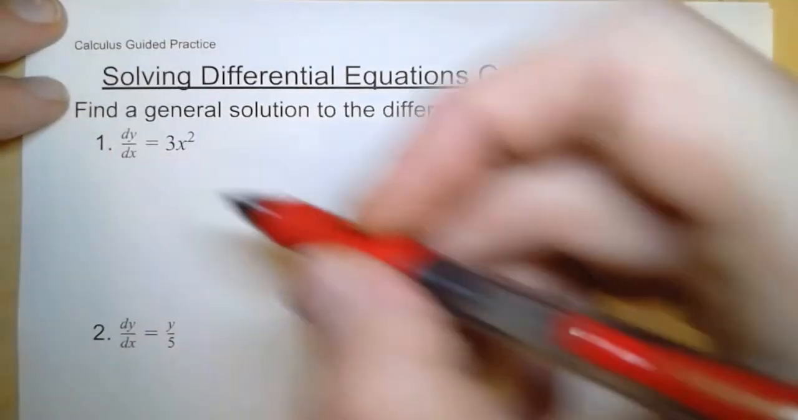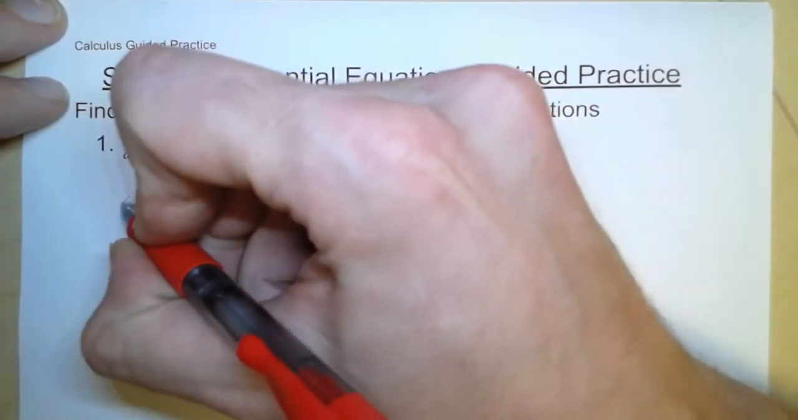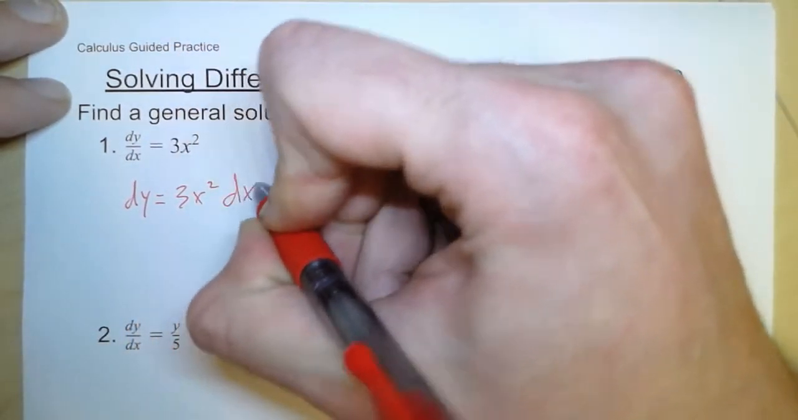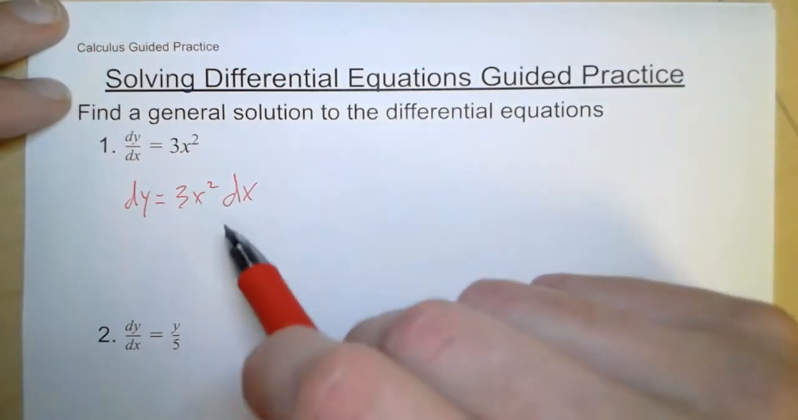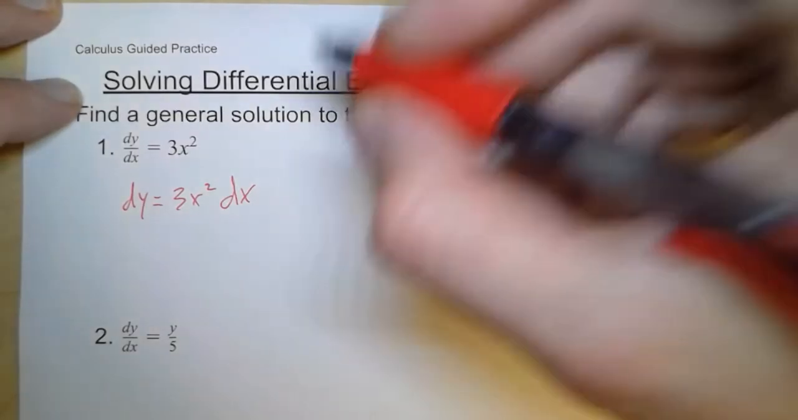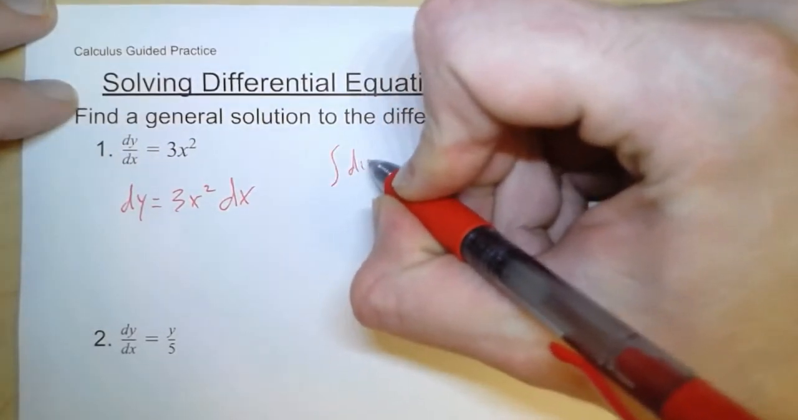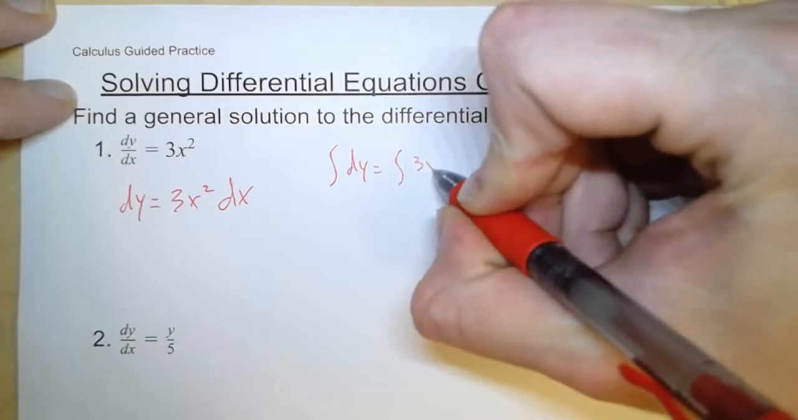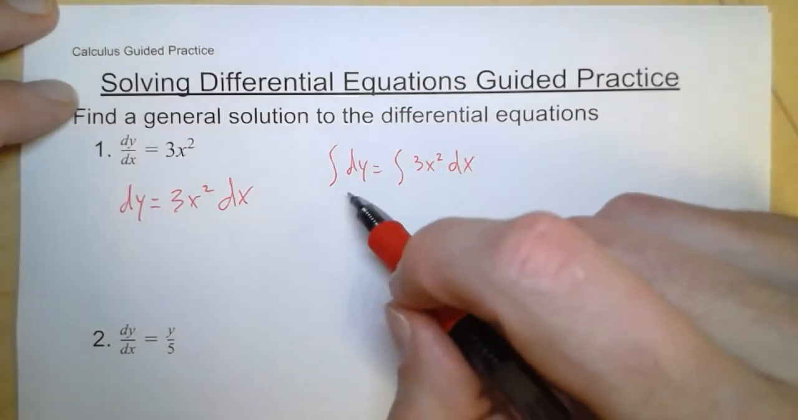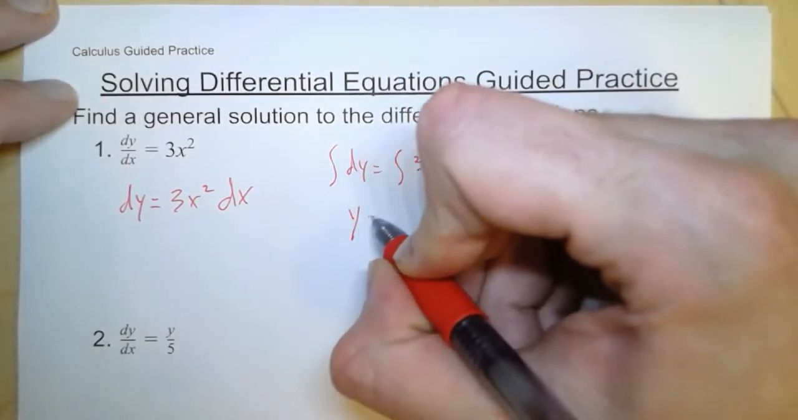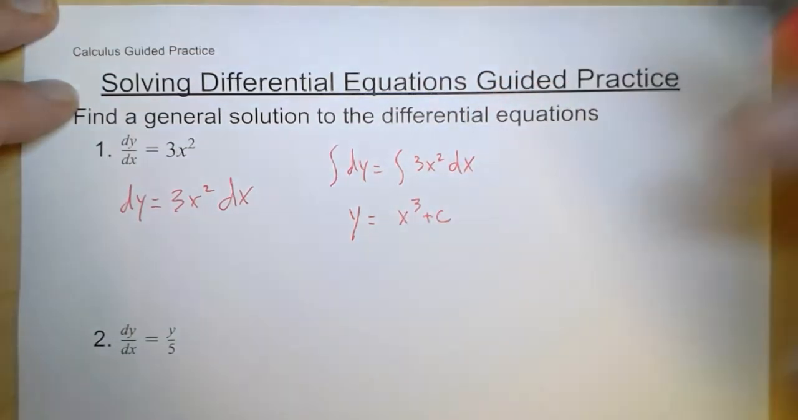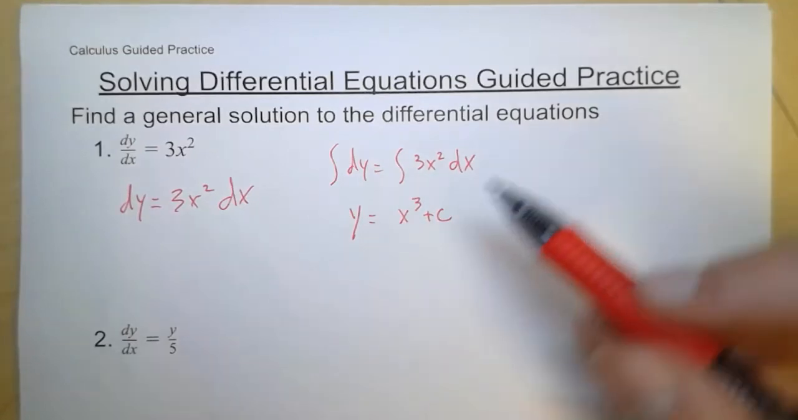So for step one, we're going to multiply dx to the other side. So dy equals 3x squared dx. Everything with y over here, everything with x over here. That's step one. Second step is we integrate. So the integral of dy equals the integral of 3x squared dx. The integral of dy is y. The integral of 3x squared is x cubed plus c. So we integrate, and then finally we isolate.